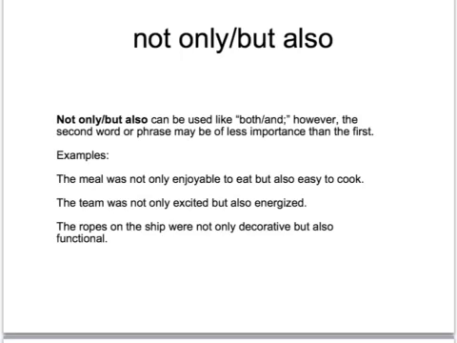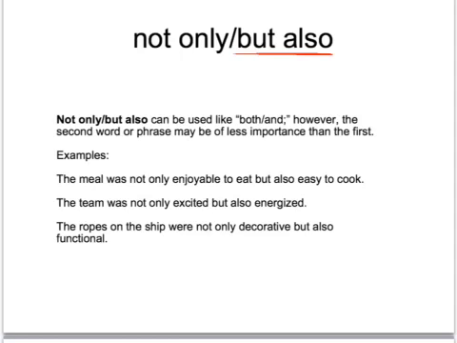Not only, but also is like both and. I could just as easily say the food was enjoyable and easy to cook without saying not only, but also. But again, it gives a little bit more emphasis on the two words. But in this case, when you say but also, sometimes it's like an afterthought, that the second thing you're saying is not as important as the first thing.